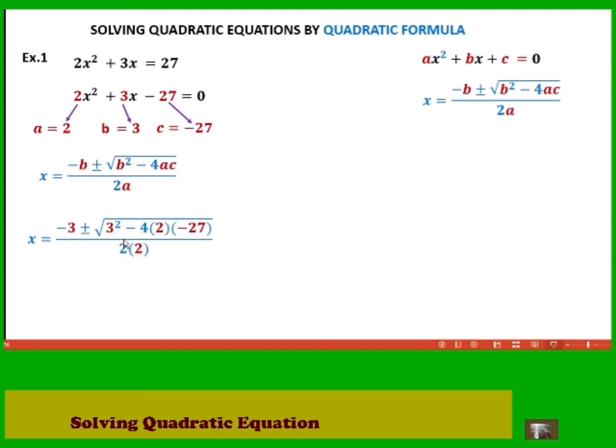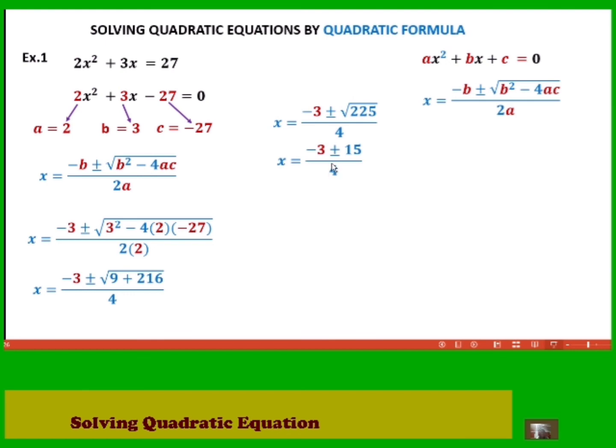Simplify. 3 squared is 9, negative times negative is positive. 4 times 2 is 8. 8 times 27 is 216. 2 times 2 is 4. Add the terms inside the square root. So the square root of 225 is equal to 15.